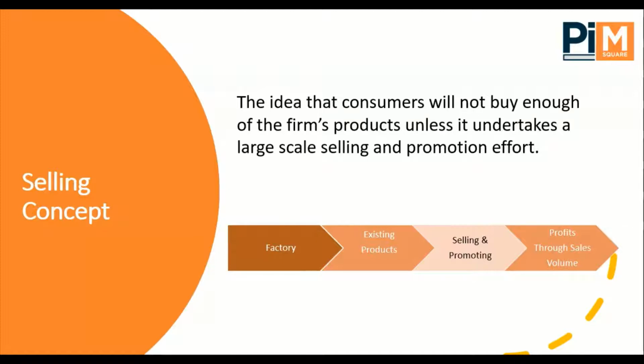So how does selling happen? It starts with the factory, existing products, then selling and promoting, and once the sales and promotions are done, you gain profits through your sales volume. So this is a simple concept. Let me give you an example. Let's say you have a biscuits factory or biscuit production capacity where you want to apply the selling concept. You have the biscuits, right? It's your product.